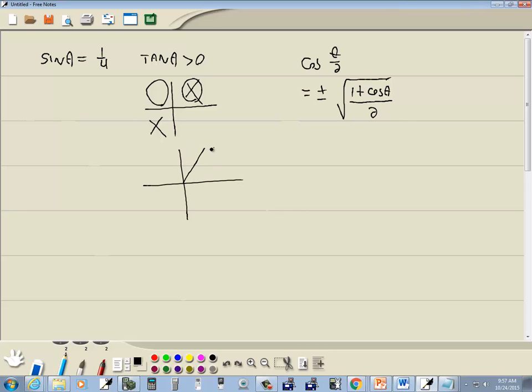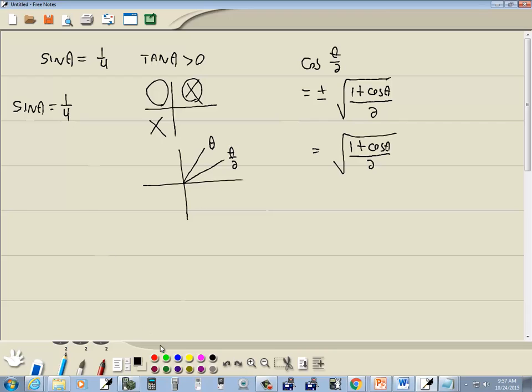So if theta is in quadrant 1, then half of theta is also in quadrant 1, which means that we're going to keep the positive version of this. So we got the square root of (1 plus cosine theta) over 2. Okay, well, let's work at getting cosine now.